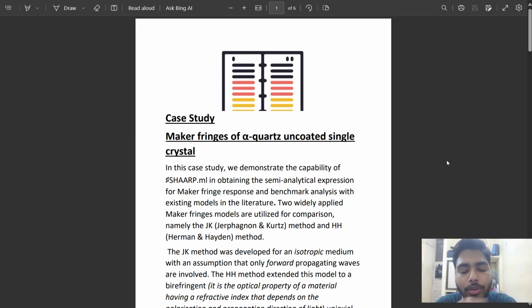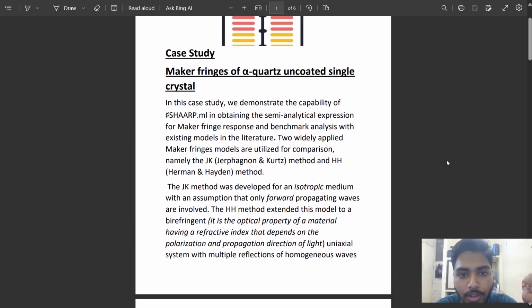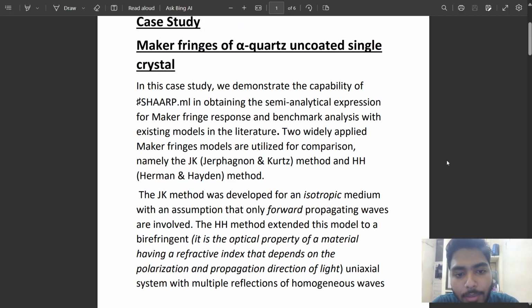So the two main models which we will be using here, and which are also widely used: one is the JK method, Jerphagnon and Kurtz, they are two scientists, and another is the HH method, Herman and Hayden. In these two methods, the first one, the JK method, they did it for isotropic medium only, and they also took the assumption that they will be considering forward propagating waves only. But the HH method is a little bit of an advance over JK, because they considered the birefringent uniaxial system. So what exactly does birefringent mean?